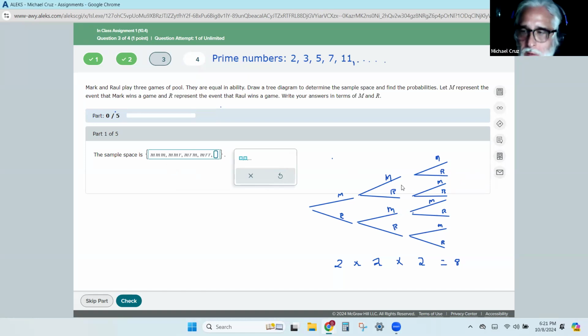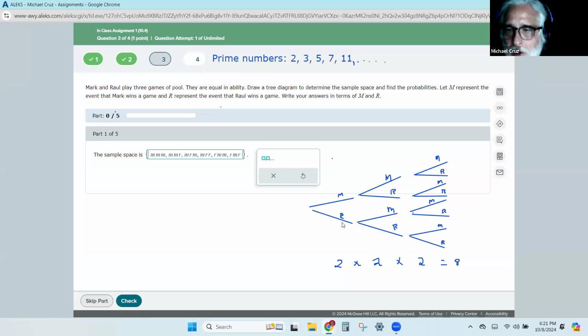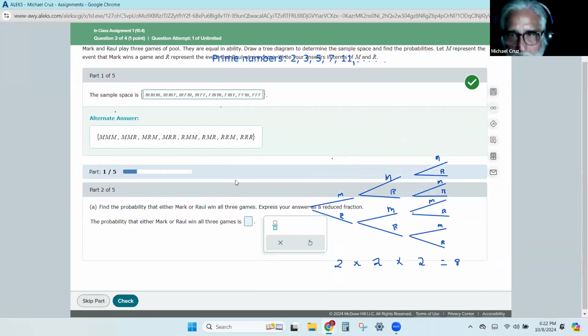So we got the first 4, which are all the ones where Mark wins the first game. So all the second half are going to start with R. So R, M, M, R, M, R, R, R, M, and R, R, R. 1, 2, 3, 4, 5, 6, 7, 8, as we should have when we've got 3 separate games. And each time there is 1 or 2 people going to win the game. Mark or Raul. All right. You can also put it in caps. It'll take either one.